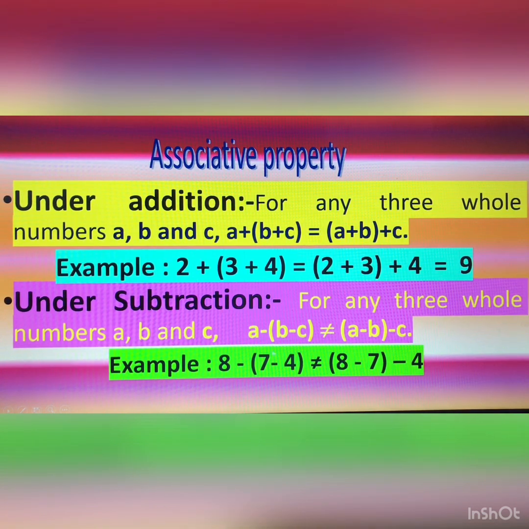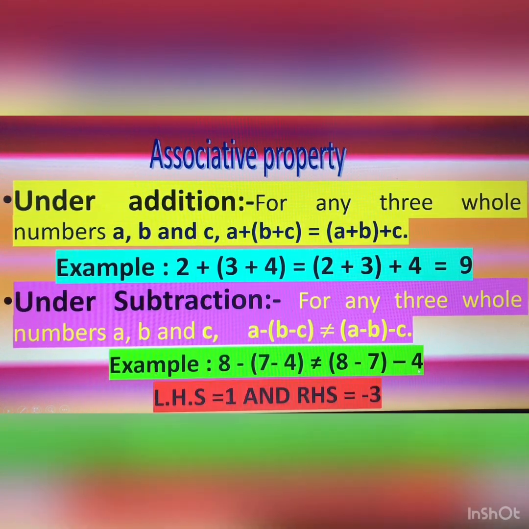So first of all we operate the bracket. 7 minus 4 is 3 and 8 minus 3 is 5, and on the right hand side 8 minus 7 is 1, and 1 minus 4 is minus 3. So the left hand side is 5 and the right hand side is minus 3. Therefore the left hand side is not equal to the right hand side. Therefore the associative property under subtraction will not hold.